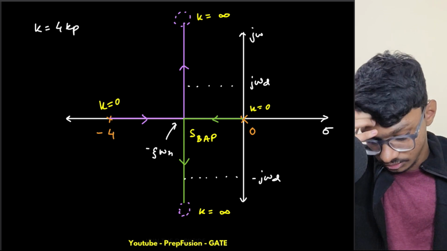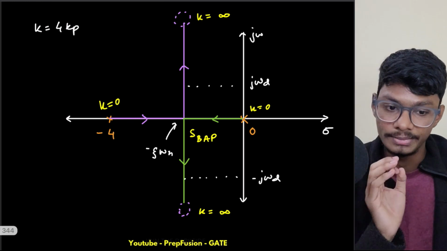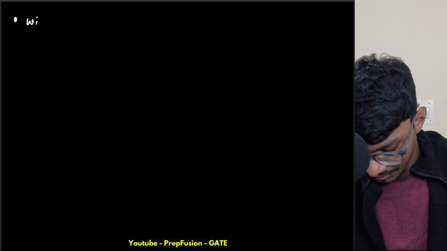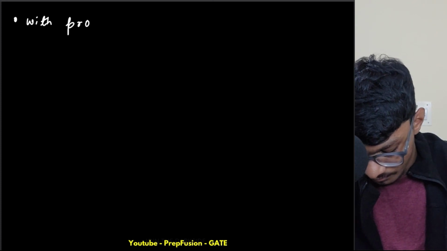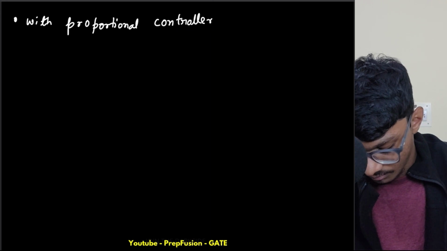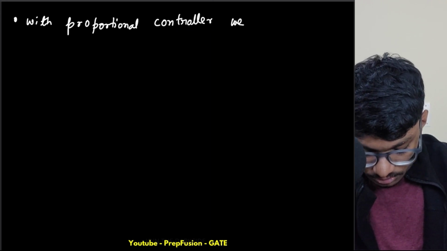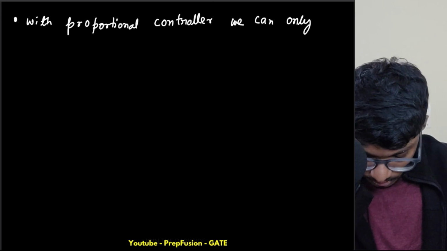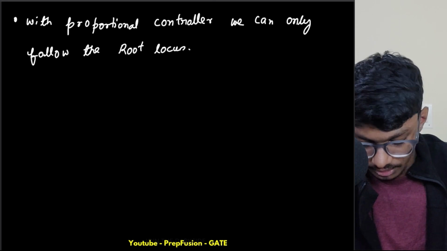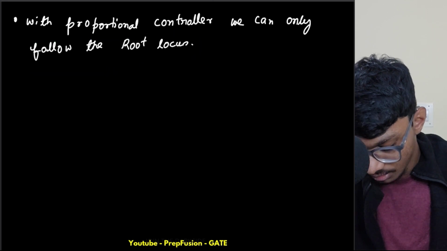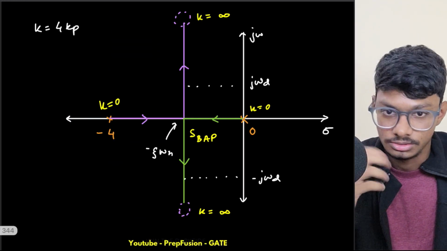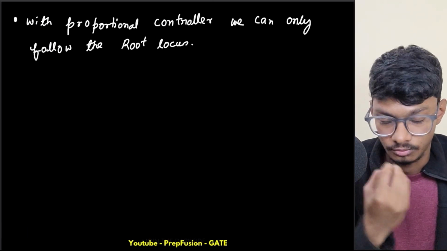So here what I can write is, with a proportional controller, we can only follow the root locus. This is one thing to keep in mind. Whenever questions on proportional control come up, you can either solve them with the root locus, or you can directly solve them with the transfer function also. Just keep this in mind whenever proportional control comes up.